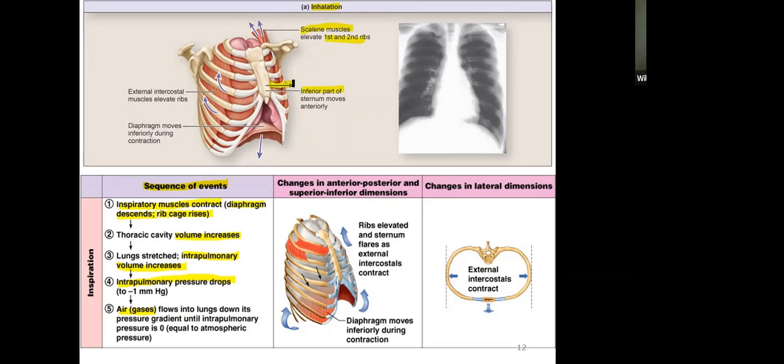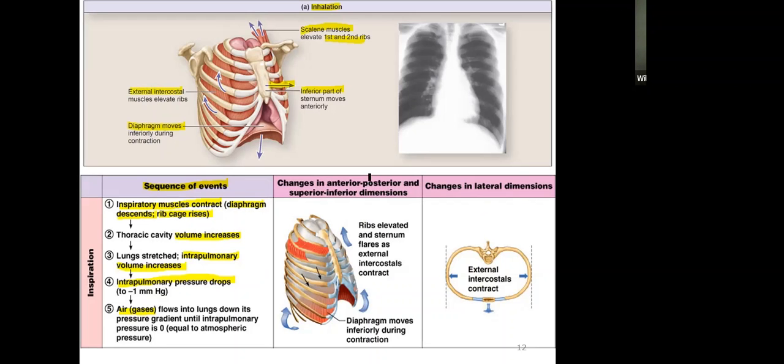So this is going to come forward. The external intercostal muscles are going to elevate the ribs, and the diaphragm is going to move inferiorly during this contraction. And so here, if we look at the lateral dimensions, you're going to see the external intercostal muscles contracting, and the anterior and posterior diameter is also going to become more significant.